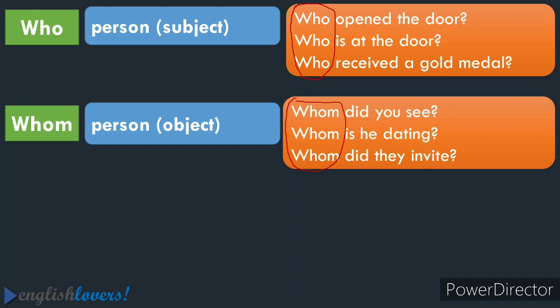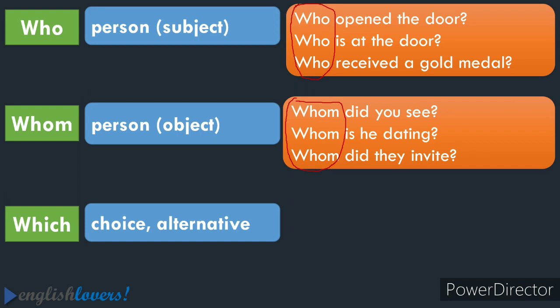How? See the answers. For example, whom did you see? I saw a man. So here a man is the object in the sentence. Or whom did they invite? They invited their relatives. Their relatives is an object in the sentence. So whom acts as an object.